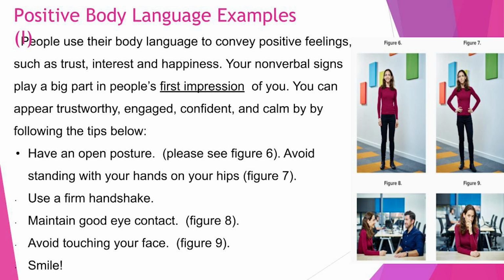Next, avoid touching your face when you are speaking, when you are in the communication process. If you do this while answering questions, for example, it can be seen as a sign of dishonesty. So please look at Figure 9. Try to avoid fiddling with your hair or scratching your nose so that you can convey trustworthiness in the communication process. Finally, smile. Warm, sincere smiles are attractive, reassuring, and infectious. Okay, so these are some of the positive language examples.